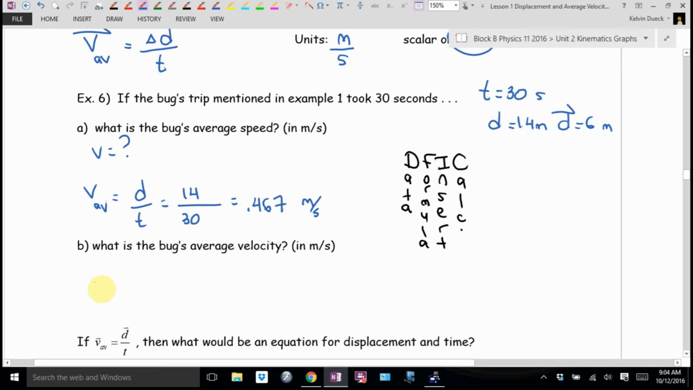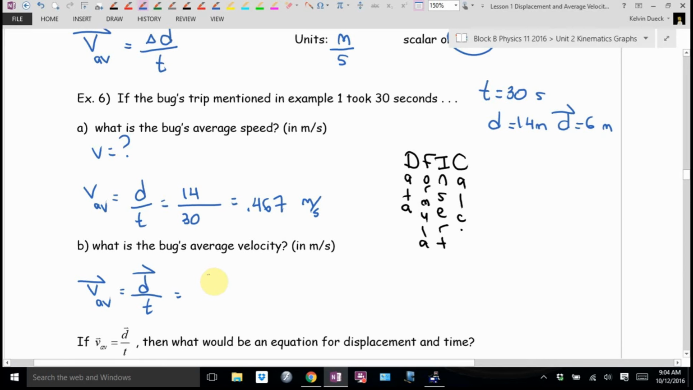What would the bug's average velocity be? Well, average velocity is displacement over time. Now, sometimes, Angela, your displacement and your velocity will be the same value. Not always, but sometimes, especially if you go in a straight line and don't change direction at all. Which means sometimes you'll get the same magnitude answer for average speed and average velocity. It's just that the velocity will have a directional component. Oh, yeah, we do have direction.